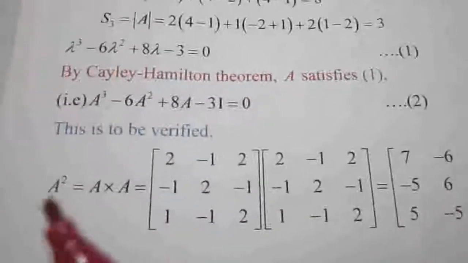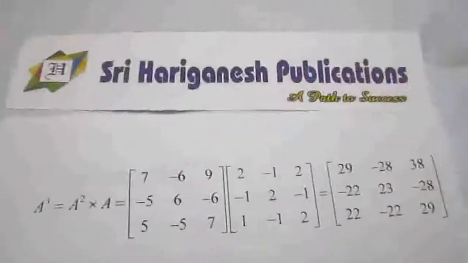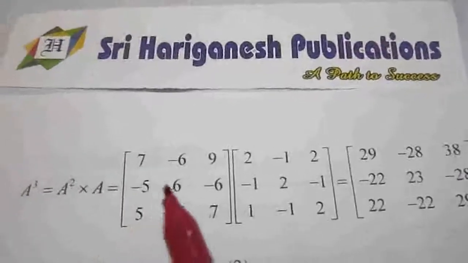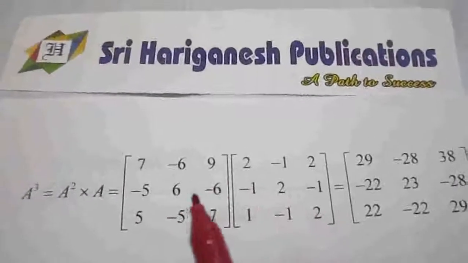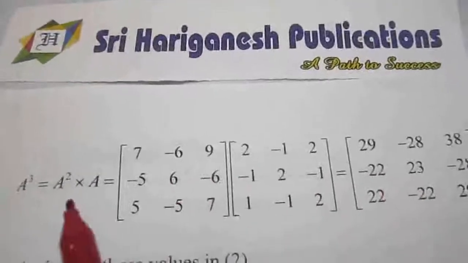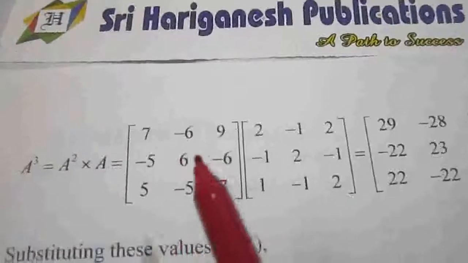This is called a square. Similarly, next I am going to find out a cube. A cube is a square into A. Multiplication of these two, you will be getting this matrix, which is the A cube. After obtaining A square and A cube, I am going to verify the second equation.